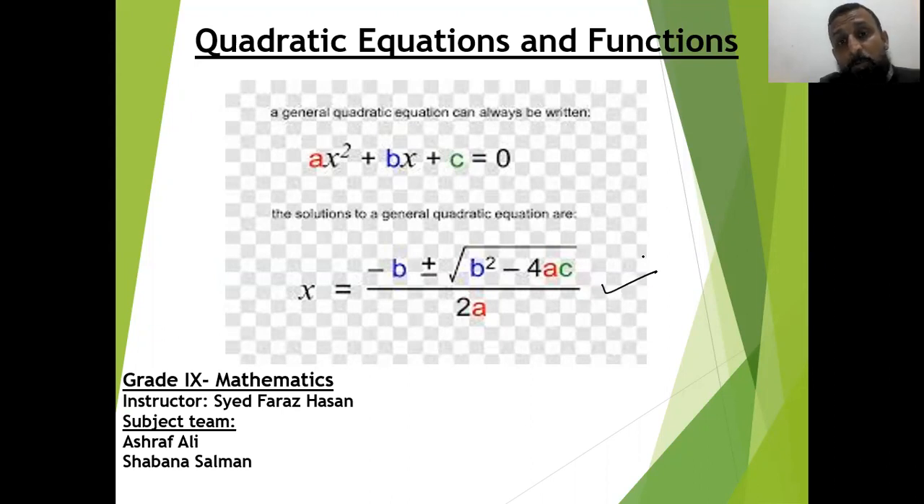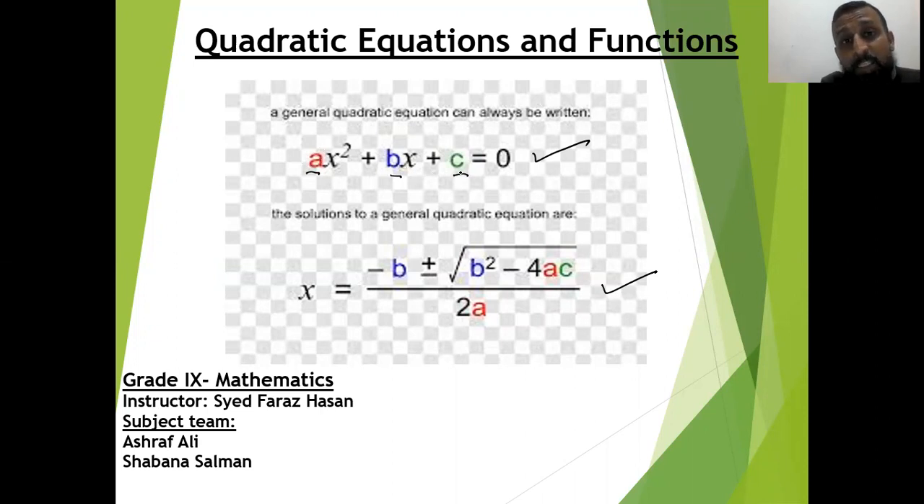x equals minus b plus minus the square root of b square minus 4ac, upon 2a. Now, in this, what is a, what is b, what is c? I told you to consider this general form of quadratic equation, ax square plus bx plus c. a is the coefficient of x square, you can see it here. b is the coefficient of x, and c is the last constant number in the equation, right?